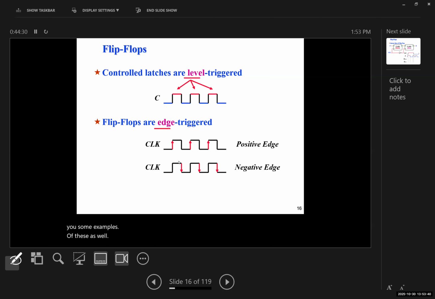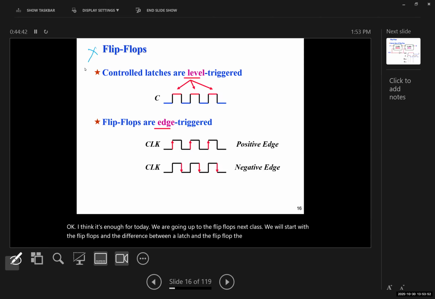Okay, I think it's enough for today. We are going up to the flip-flops. Next class, we will start with the flip-flops and the difference between a latch and a flip-flop. The reason I'm ending today's class earlier is because we're going to have a hands-on lab today. We're going to do full adder and half adder. I've already posted the lab manual I found. I used to have another one, but that one had the 40 series ICs, and in the lab we have the 74 series. So we're going to go into the lab and we're going to do half adders, and if we have time, full adders today. Okay, thank you so much, and I will see you next week.